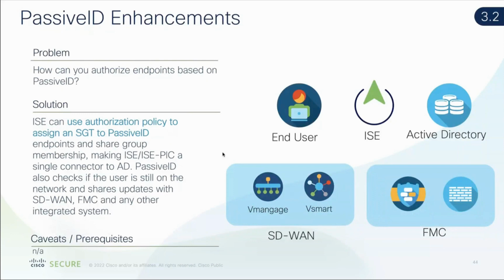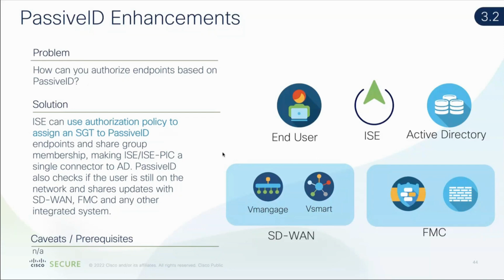The last feature that I'm going to talk about is a passive ID enhancement. So far, you can rely on passive ID to get the user Active Directory and device information from the identity sources passively. Can you create authorization policies based on that passive ID information? So far, no. That made it difficult to deploy ISE in an SD-WAN world where you wanted to associate different SGTs based on the passive information, even in the FMC use case.